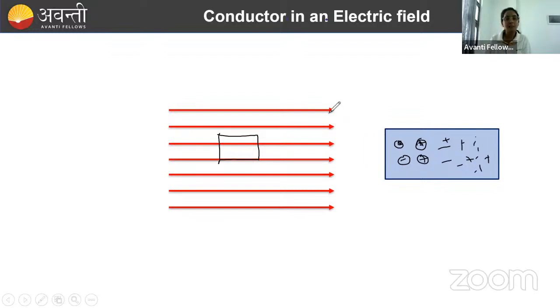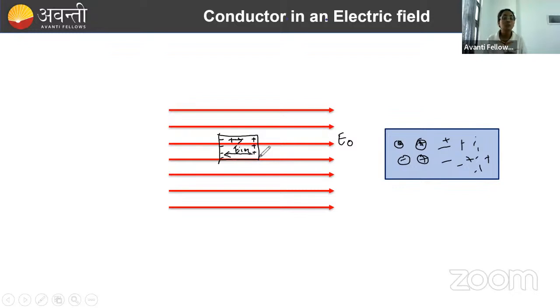Now, if we are keeping it in an electric field, what will happen? Just now we have said that the electric field applies a force on a positive charge in its own direction, and on a negative charge, the electric field will apply force in the opposite direction, right? So the positive charge will start accumulating on the right surface, and the negative charge will start accumulating on the left surface, right? Because of this accumulation, an electric field will get generated inside, and this generated electric field will be in the opposite sense to that of the external one. So this is your E induced, and this was your E external.